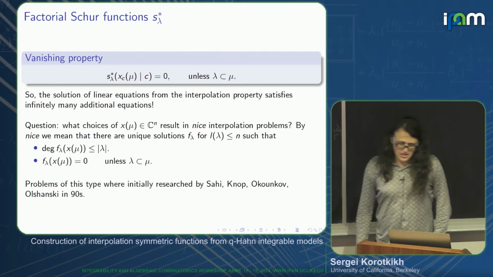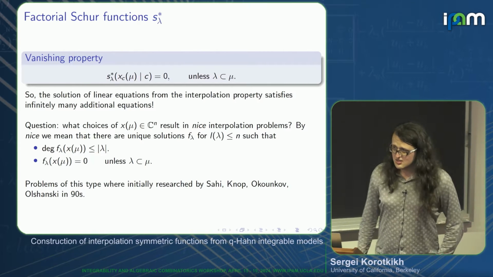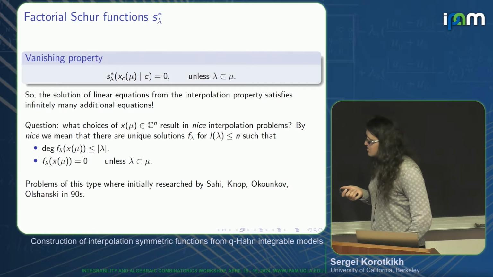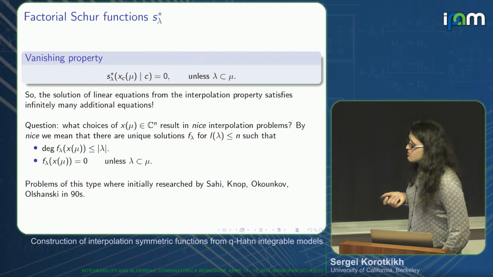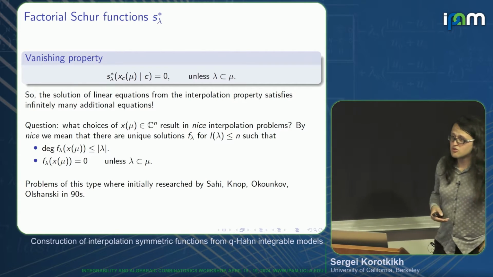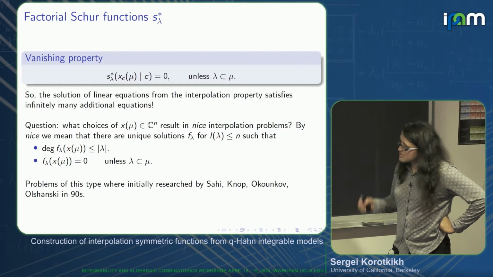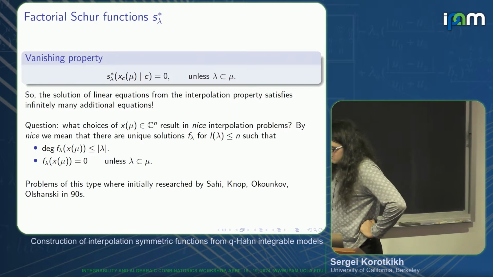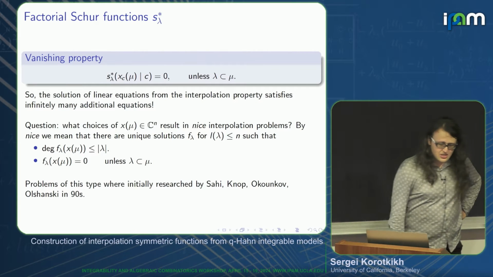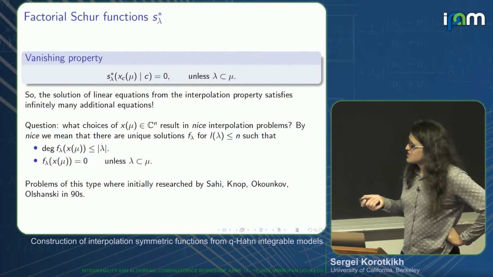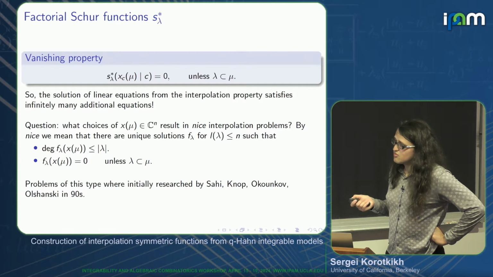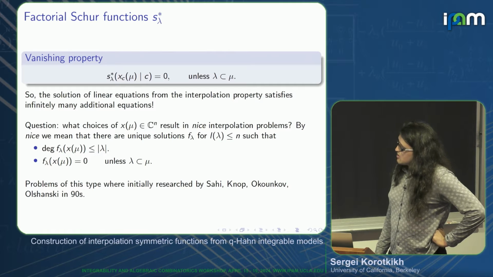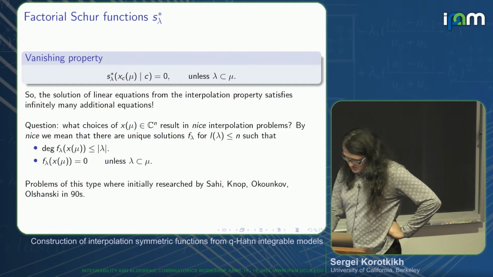So it was observed and studied somewhere in the 90s by several people. Probably the most notable names here are Sahi, Knop, Okounkov, and Dershansky, who did all the work related to such problems. And basically, the main idea behind this activity is to try to find various sets of points x_mu which will give me these nice vanishing properties.